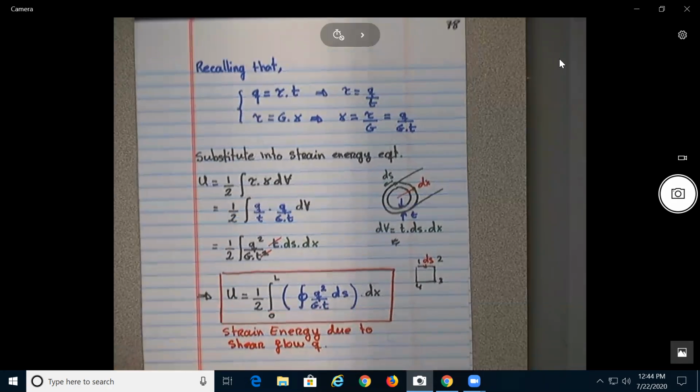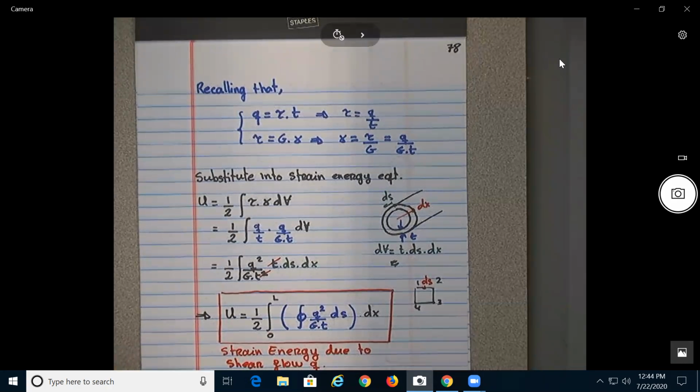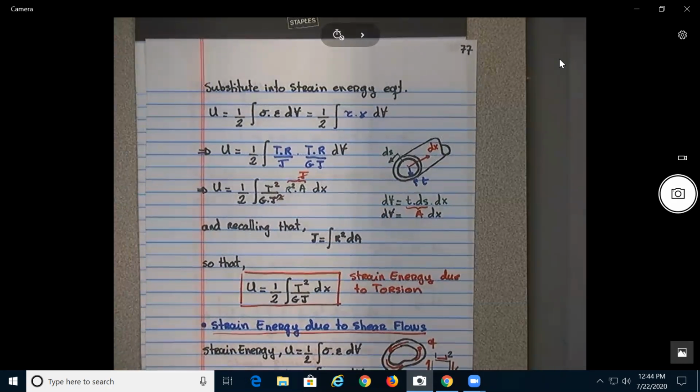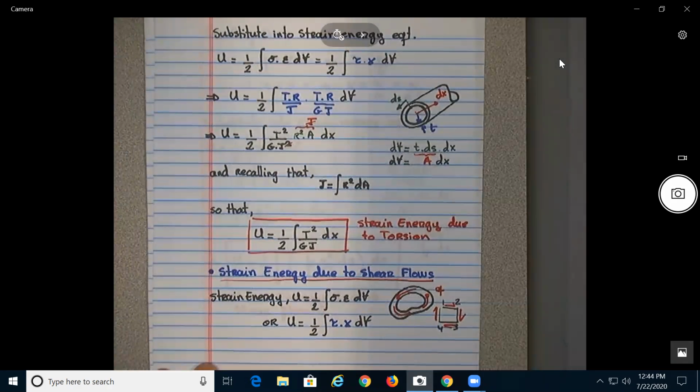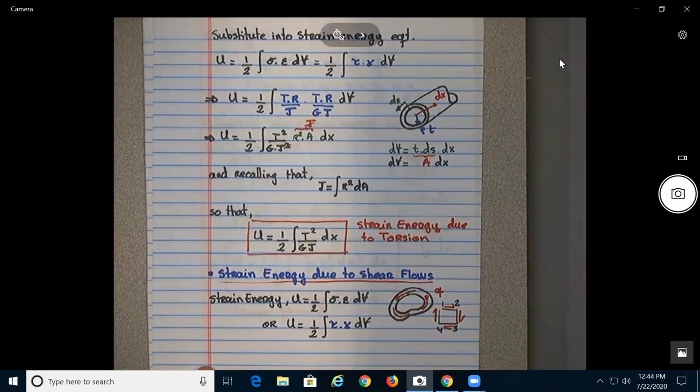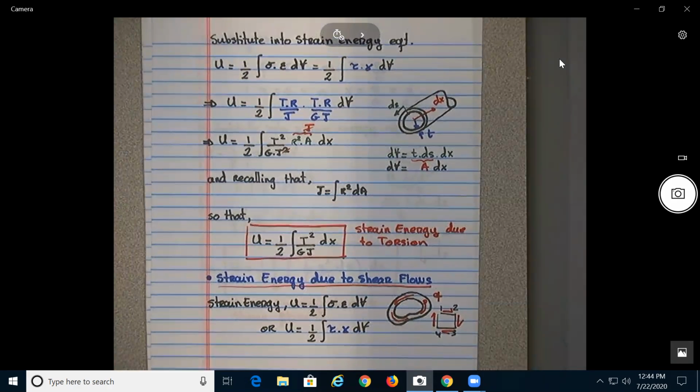The previous page, 77. That one? I mean, it's basically exactly the same procedure.